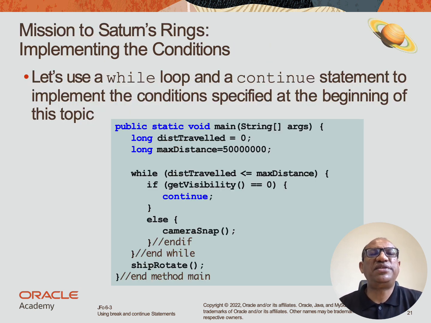Assume that there are methods available as follows: getVisibility returns the number of miles of visibility from the spaceship to Saturn. isCameraBroken returns true or false. cameraSnap takes a picture. shipRotate, the spaceship rotates around Saturn. In this example, if the visibility is 0, snapshots of Saturn's rings are not taken, control is transferred back to the condition, and the program continues to execute with the next iteration. These actions happen because you used the continue statement.